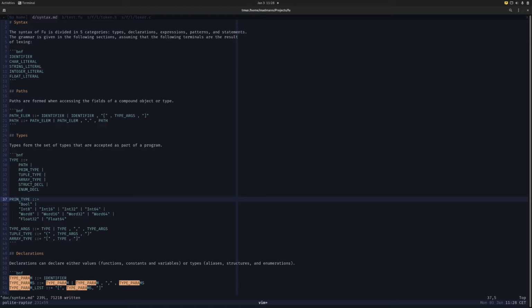So a primitive type is either one of these things: boolean, A8, U8, F32, F64, U16, I16, or I32, or U64, or I64. Now this is fixed.